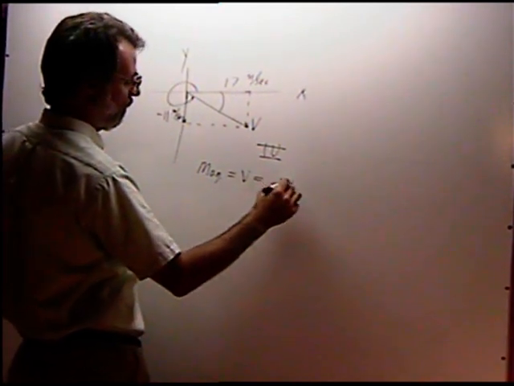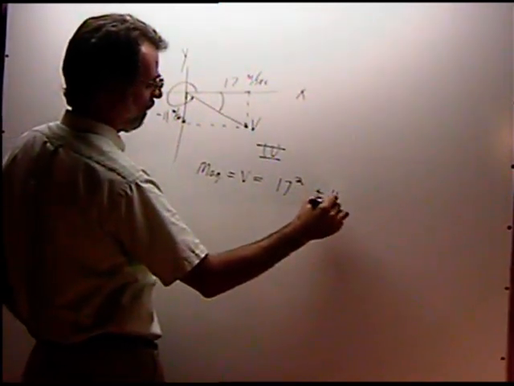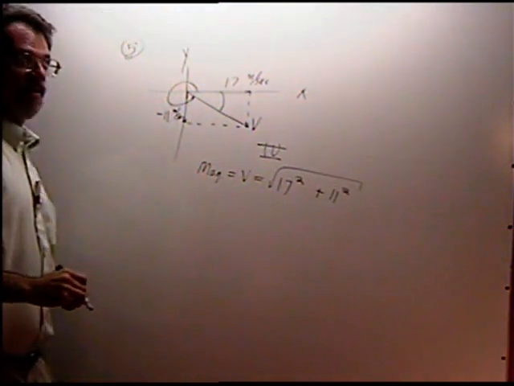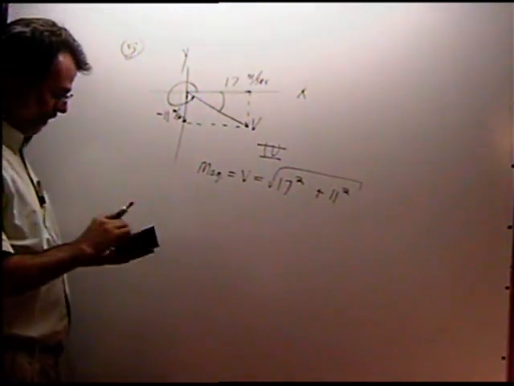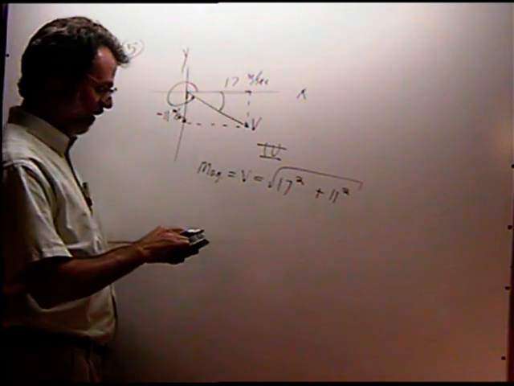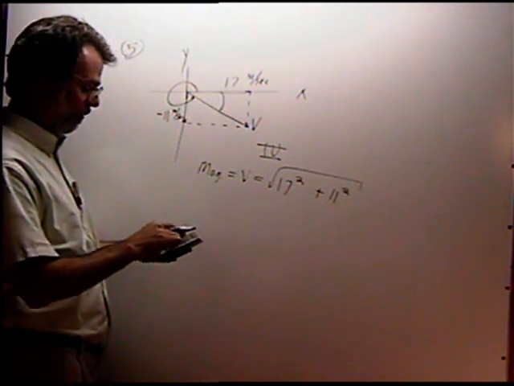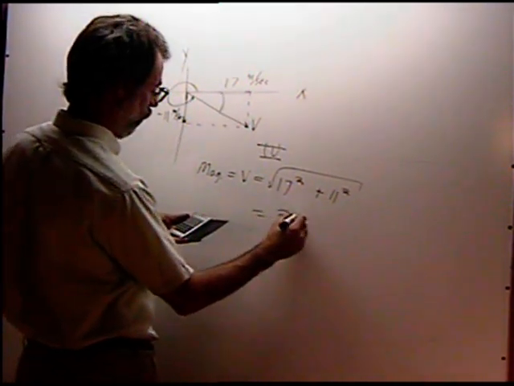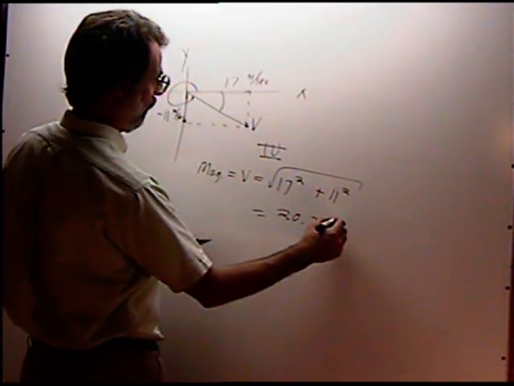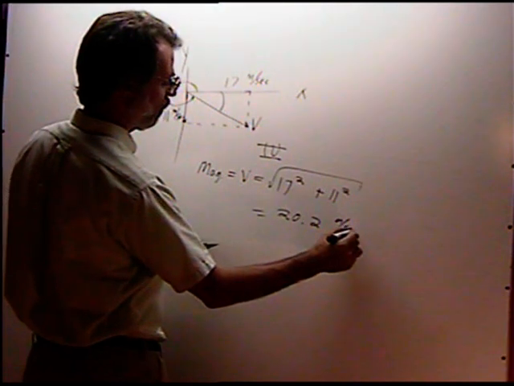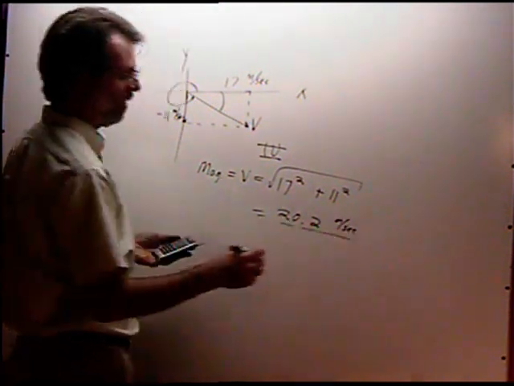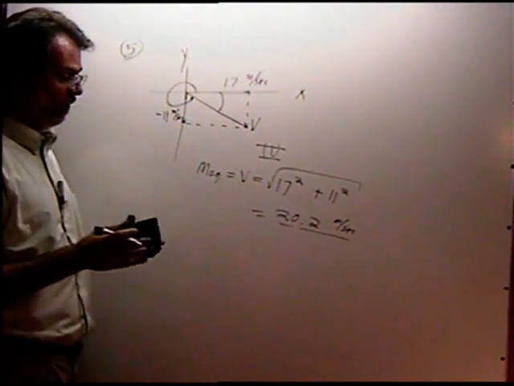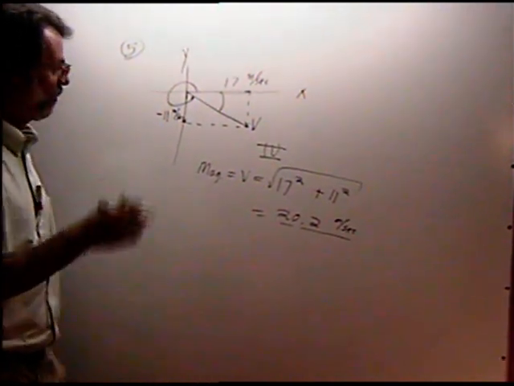It will simply be the square root of 17 squared plus 11 squared, using the Pythagorean theorem. We take the square root of that and get 20.2 meters per second. That's the actual velocity, the actual speed, 20.2 meters per second.